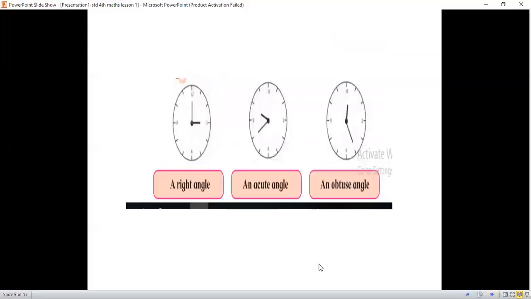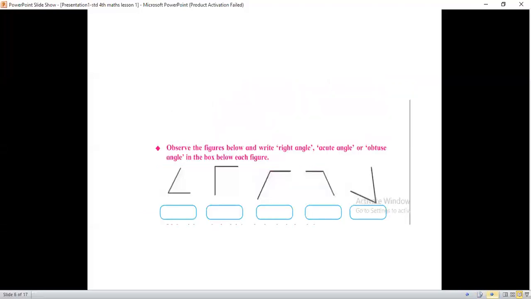Now we will come to the wall clock again. Here also it is showing the right angle, and the next picture is the acute angle and the obtuse angle. Now acute angle is smaller than the right angle and obtuse angle is wider than the right angle. Now here you can write the names of the angles. Observe the figure here and write right angle, acute angle or obtuse angle.